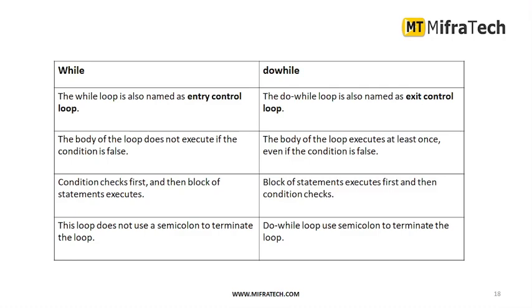The main difference between the while and do while loops: the while loop is also named an entry control loop. The do while is an exit control loop. The body of the while loop does not execute if the condition is false. The body of the do while loop executes at least once, even if the condition is false. In while, the condition is checked first, then the block of statements executes. In do while, the block of statements executes first, then the condition is checked. The while loop does not use a semicolon to terminate the loop. In do while, a semicolon is used to terminate the loop.